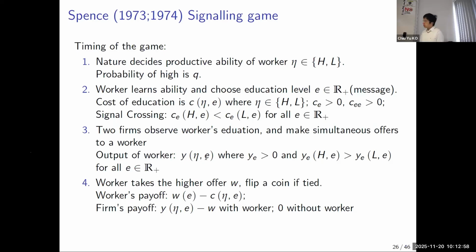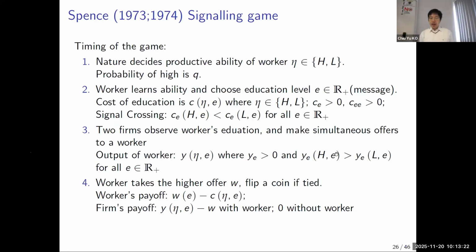So here, the 74 paper allows your productivity to increase in education, and the 73 paper doesn't allow this. It's a pure signaling game, which means the 74 version is more general, because education actually improves your productivity somehow.